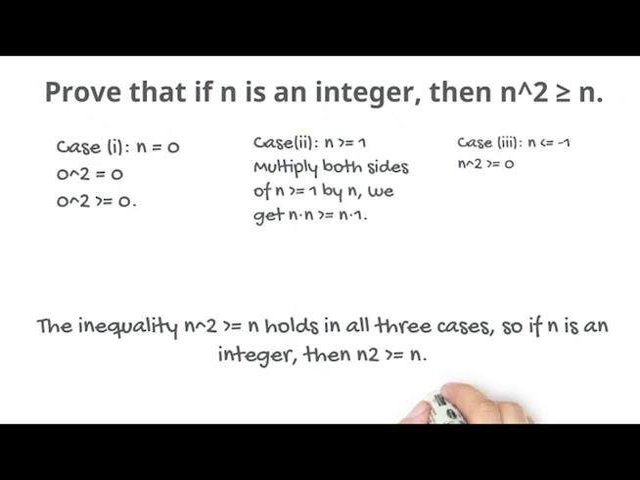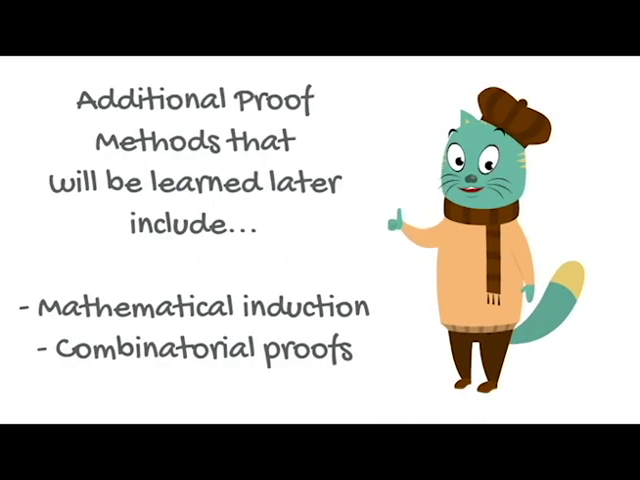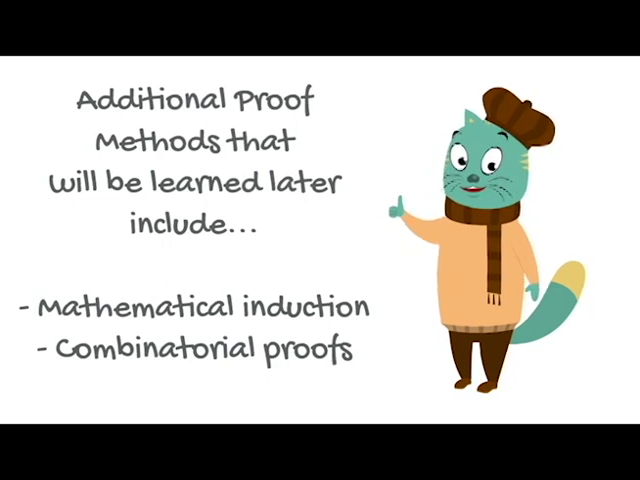In case 3, n is less than or equal to negative 1. So any number squared is going to be positive, so that is greater than or equal to 0, so that's true. Additional proof methods that will be learned later on include mathematical induction and combinatorial proofs.